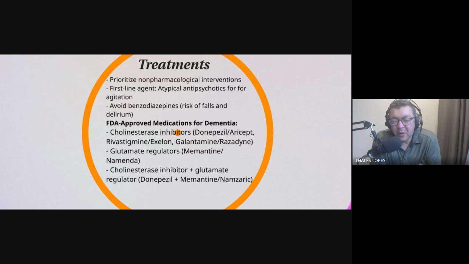Okay. Now, FDA approved medications pretty much fall in three categories, right? You have your cholinesterase inhibitors, you have your glutamate regulators, and you have the combination of both above: cholinesterase inhibitors plus a glutamate regulator. So they're kind of easy to memorize. If you say the cholinesterase inhibitors, then donepezil or Aricept is probably the most common one.